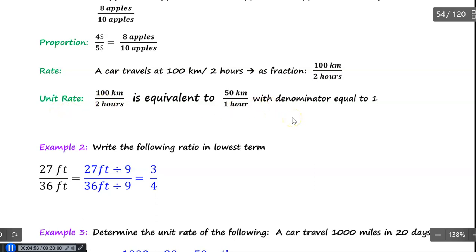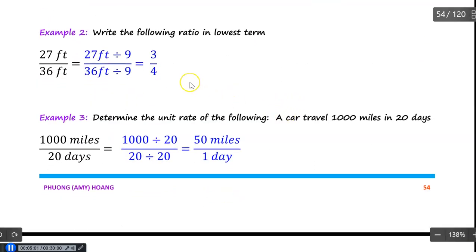I have a few examples here I would like to go over as well. We can have a ratio and represent it as a fraction. Then we can reduce the fraction to lowest terms. So if I have 27 feet over 36 feet, I can write it in lowest terms by dividing the numerator and the denominator by the same number, so that I have a fraction that I cannot reduce any further. In this case, you divide both the numerator and the denominator by 9, and you end up with 3 over 4.